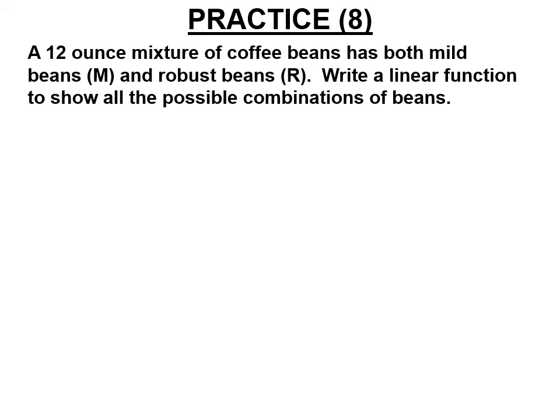All right, a 12-ounce mixture of coffee beans has both mild beans and robust beans. So coffee almost always is a mixture of beans. Robust means flavorful. Flavorful beans are more expensive. But in this case, this is just like the very first problem we did. In this mixture, there are mild beans and robust beans, and they have to add up to 12. That's the linear function. There are no rates here. That's as easy as they get. M plus R equals 12.